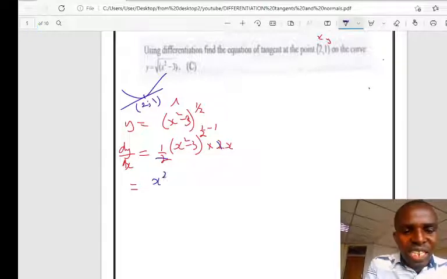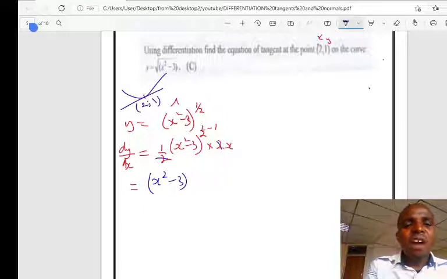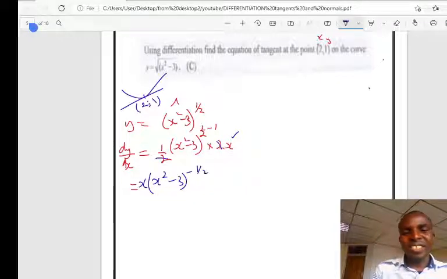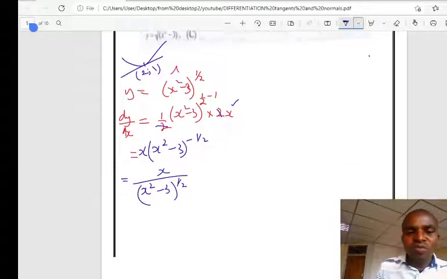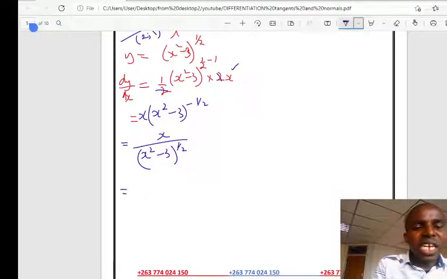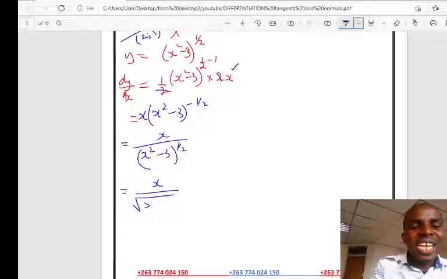Then it will be (x squared minus 3) to the power half, then you can put this x here. Then half minus 1 is minus half. Like this. Then you can simplify it to x over (x squared minus 3) to the power half, applying the laws of indices. This one can be simplified to x over the square root of x squared minus 3. That's x to the power half.